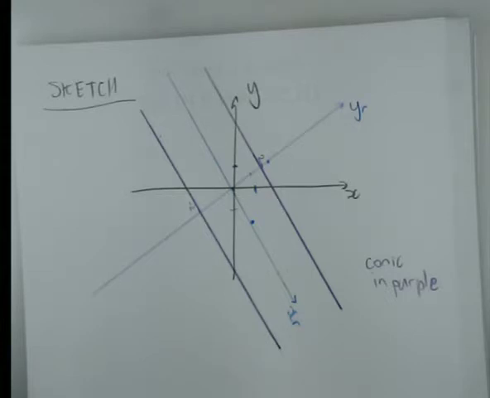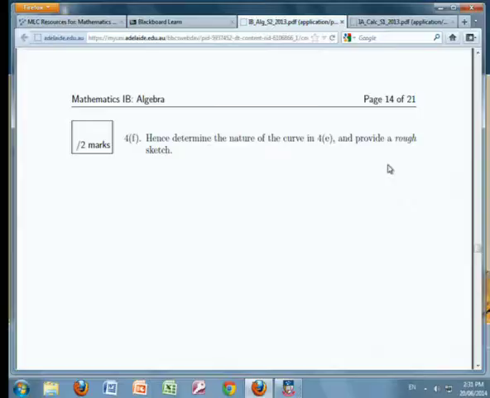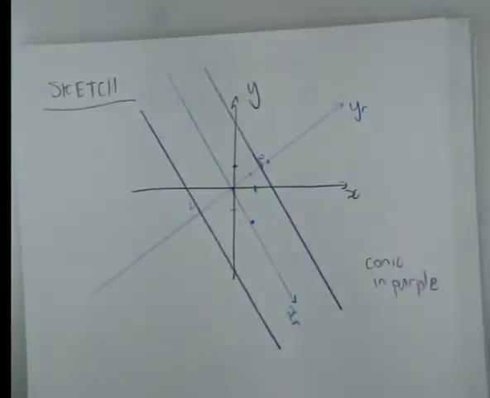Did they ask to sketch in that one? No, they did. Hence determine the nature of the curve and provide a rough sketch. Awesome. There you go. And you see, the lecturer thought they were being really nice because they went, oh, it's really easy to sketch 2 parallel lines. But because he didn't show specifically parallel lines, yes, I was very upset at him. Okay.